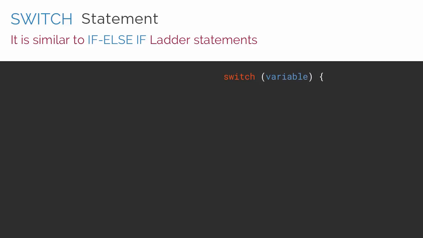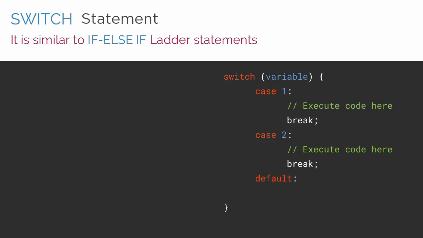So here is the syntax of the switch case statement. Within the switch, we need to write our variable name. And then we have to define our case 1, then case 2, and then the default case as well. And always remember to declare the break statement, otherwise your code will not work perfectly fine.